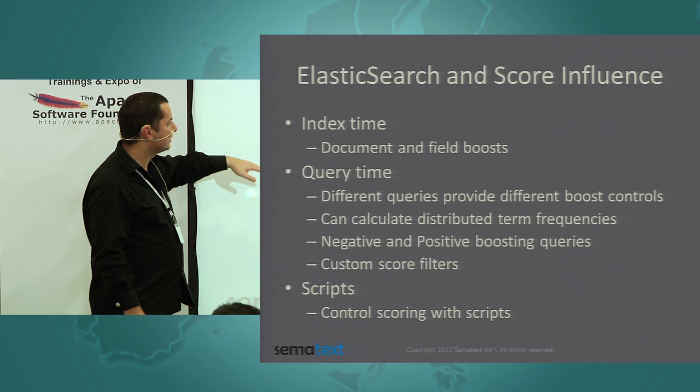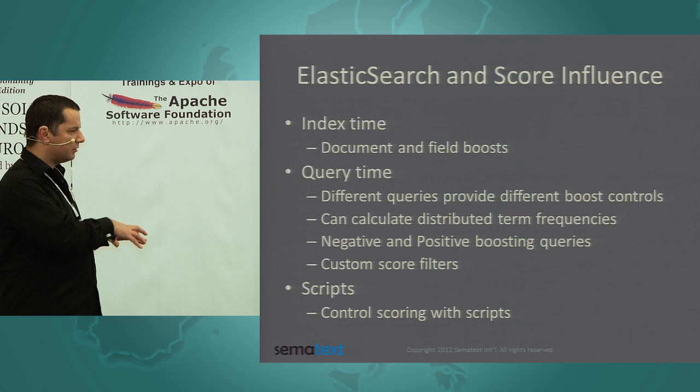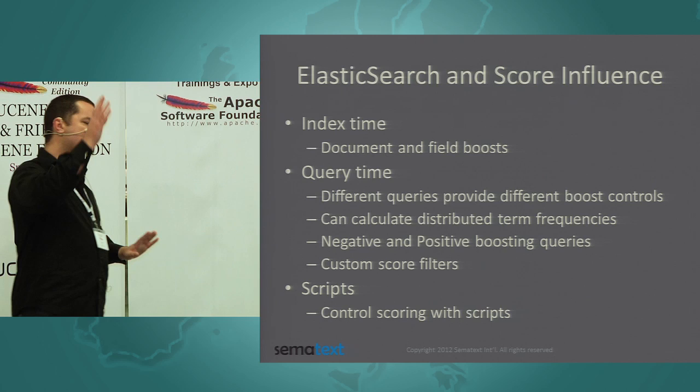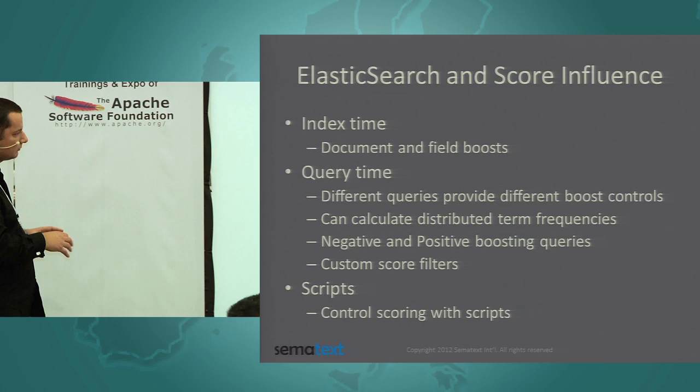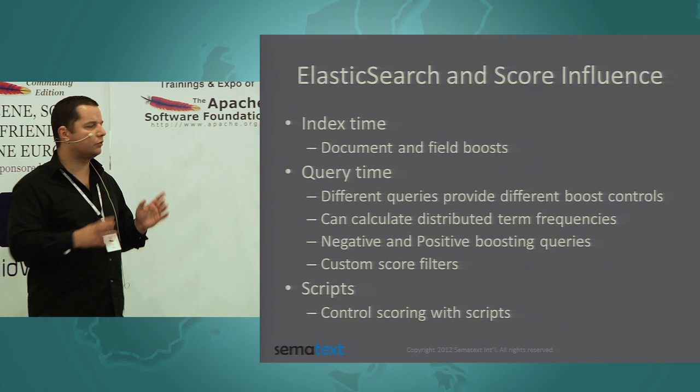real-life applications. The same goes for negative and positive boosting. You can, for example, say that if the document matches that particular part of the query, you boost it higher, and if it only matches, for example, a single term query, you negatively boost it, and it can be done with a single request with a single JSON query.